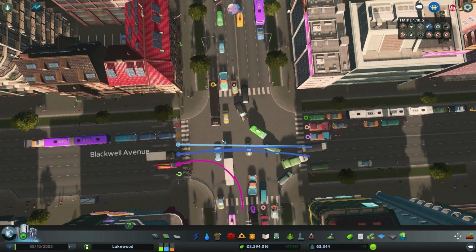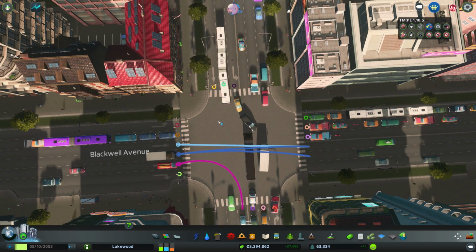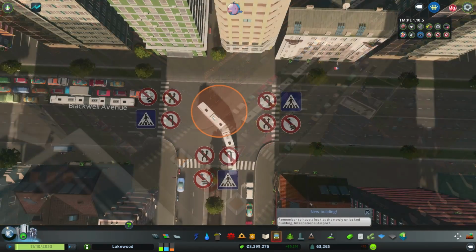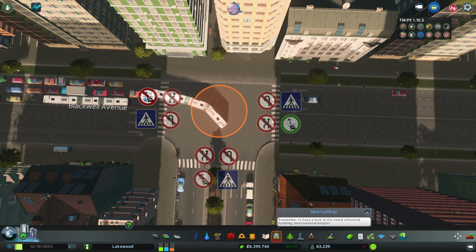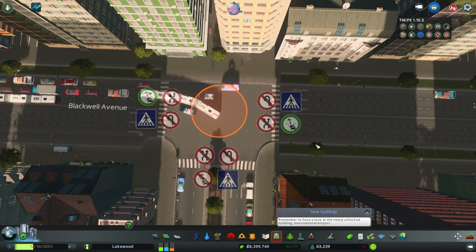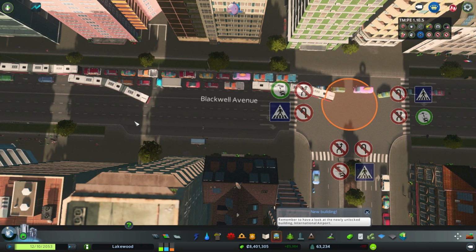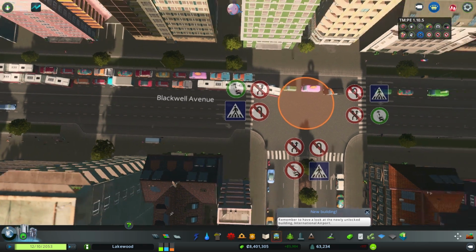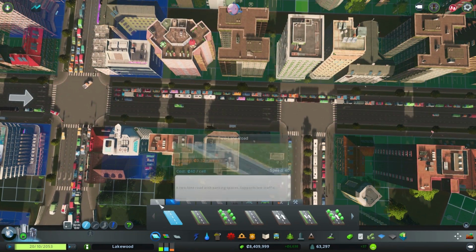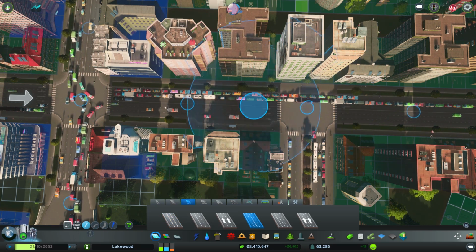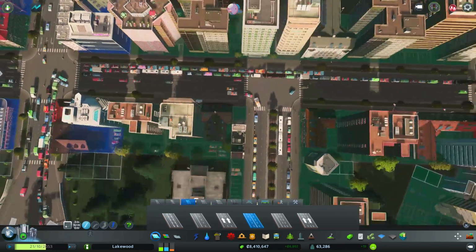The first mod is Traffic Manager President Edition. This mod will give you a lot of options in order to manage your roads and intersections. It will definitely help you out in such a way that honestly it's one of the best mods out there. Okay. The other mod is Network Extensions Project, and this one will give you a few more roads to play with and therefore manage your traffic flow.